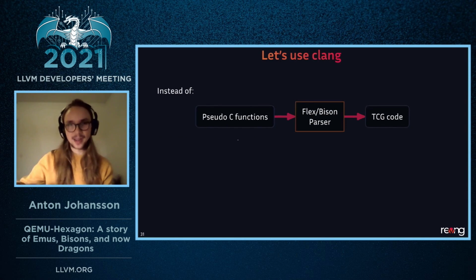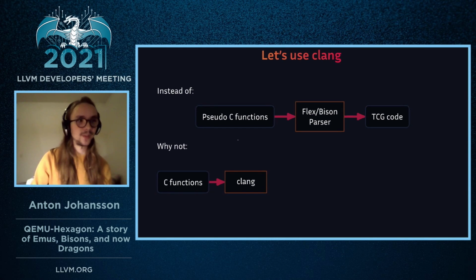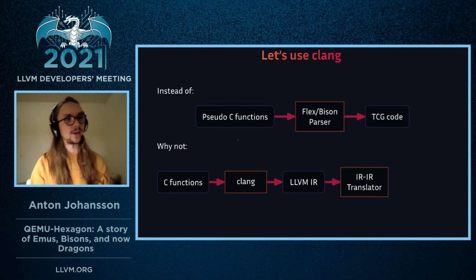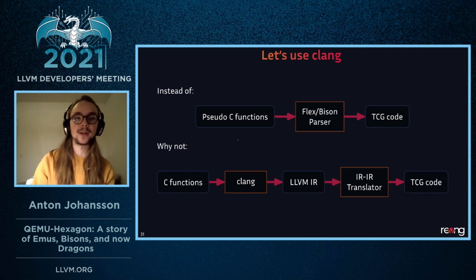So instead of having our Flex and Bison parser as we previously had, we start with C functions, we feed them through Clang, end up with LLVM IR, and the LLVM IR is then fed through our IR to IR translator, and we get tiny code, or TCG code rather, in the end.